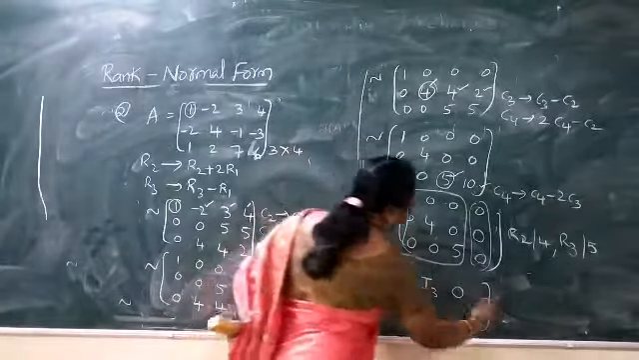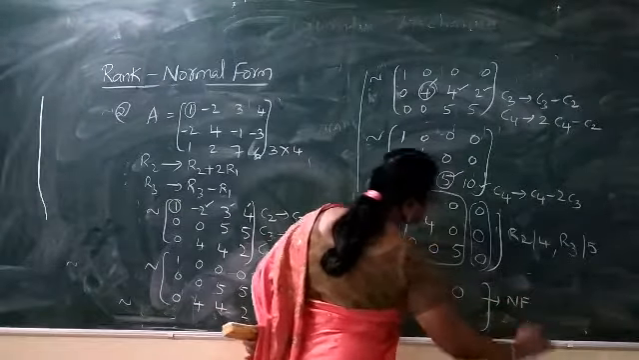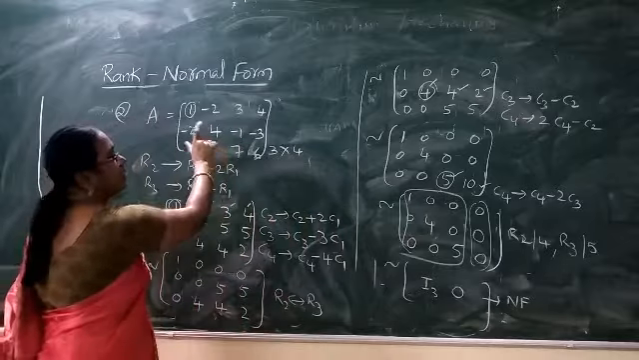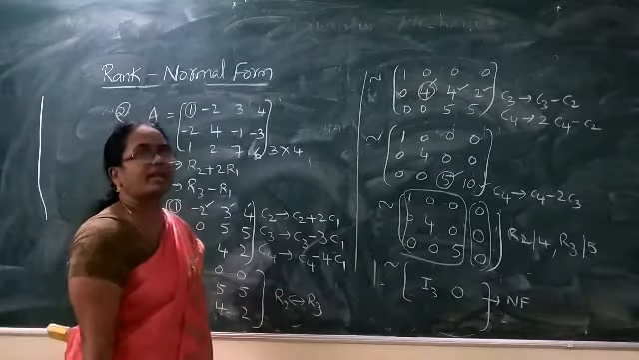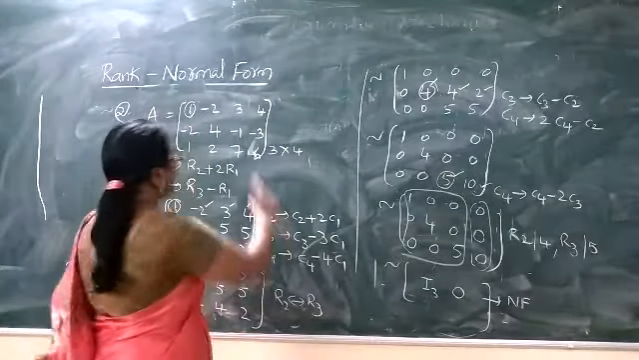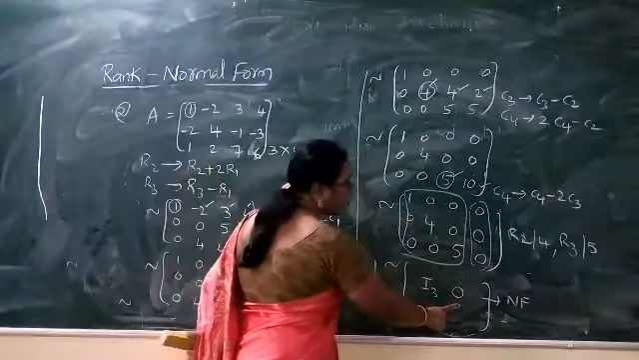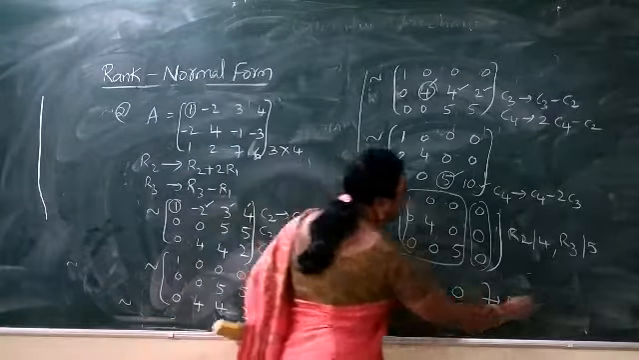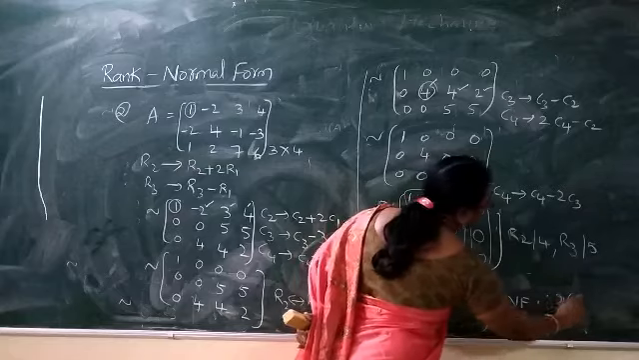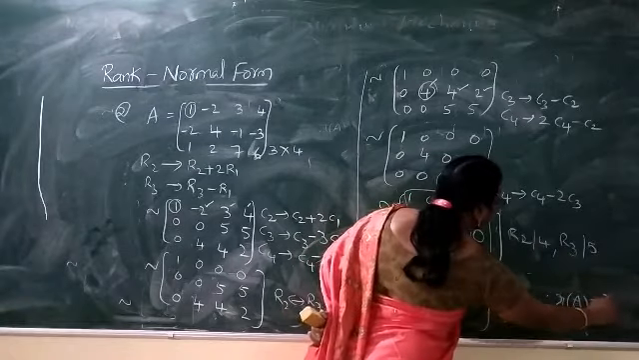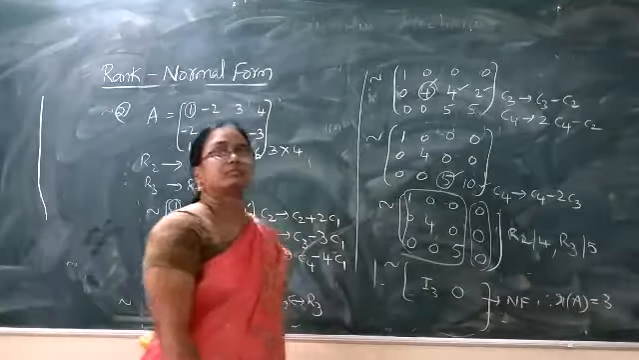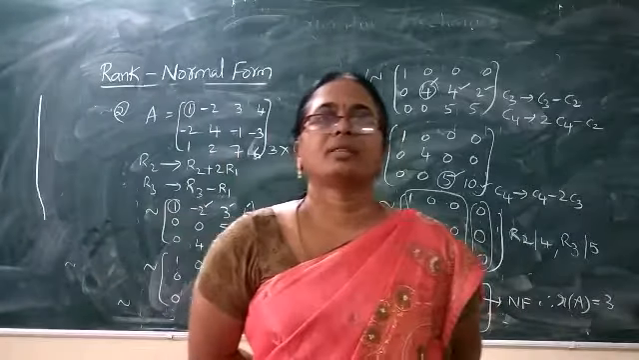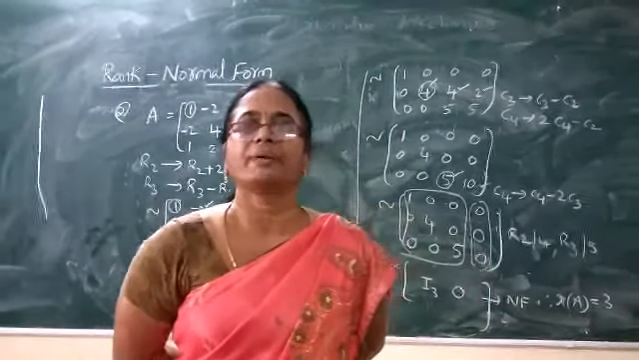Because this normal form is equivalent to this matrix, and every two equivalent matrices possess the same rank, we have the rank of A equal to the rank of the normal form. But the rank of the normal form is the order of I3, and hence we conclude here the rank of the given matrix is 3. Am I clear? So this is the method of finding the rank of a given matrix by using the normal form of the matrix.